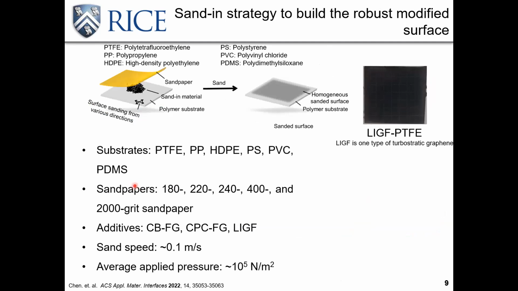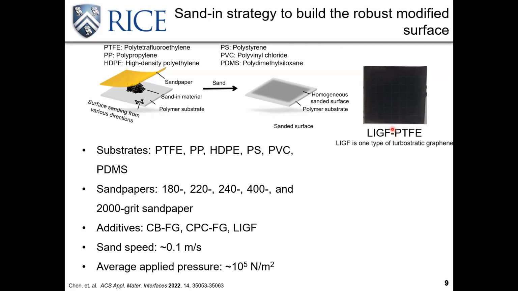So by adding the powder during the sanding process, we can prepare a homogeneous sanded surface. And as you can see from one example at the right side, the LIGF is one type of turbostratic graphene we use, and PTFE is polytetrafluoroethylene.